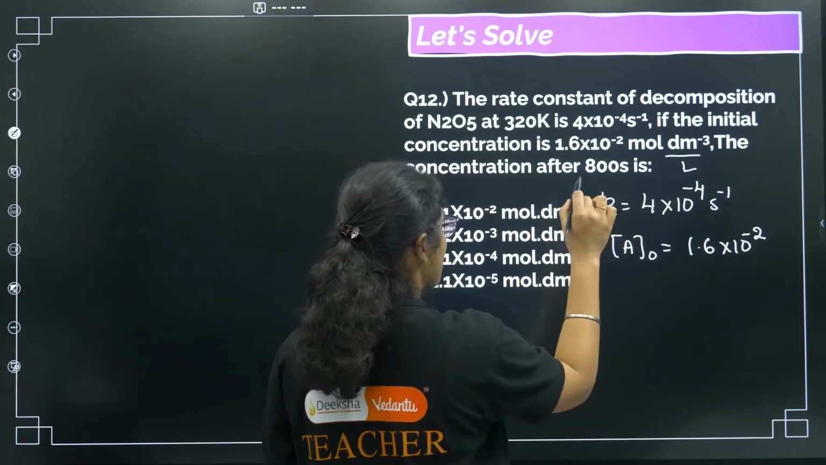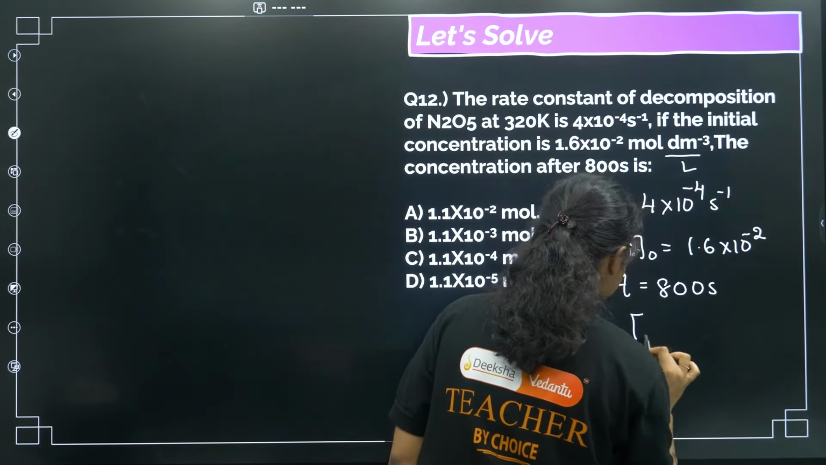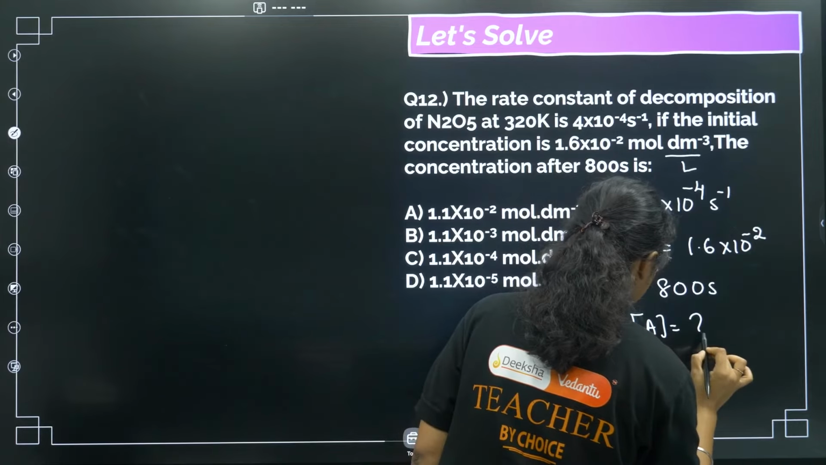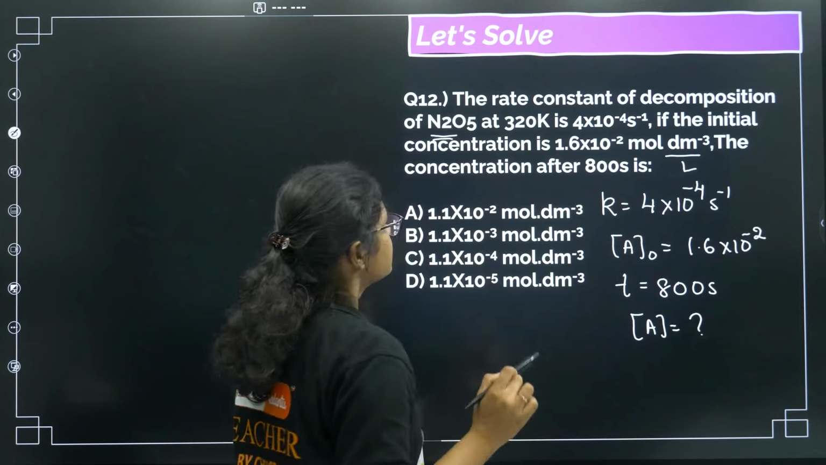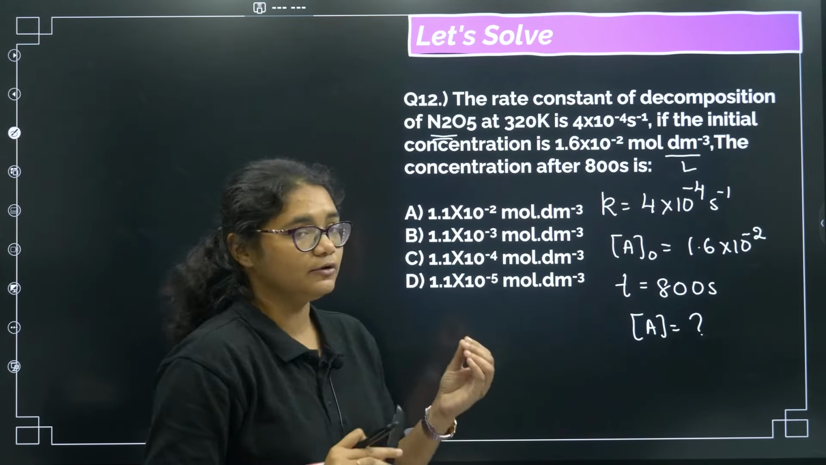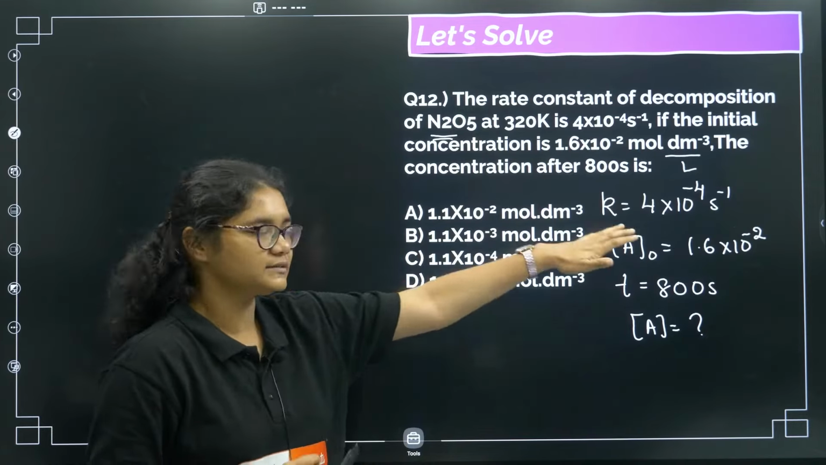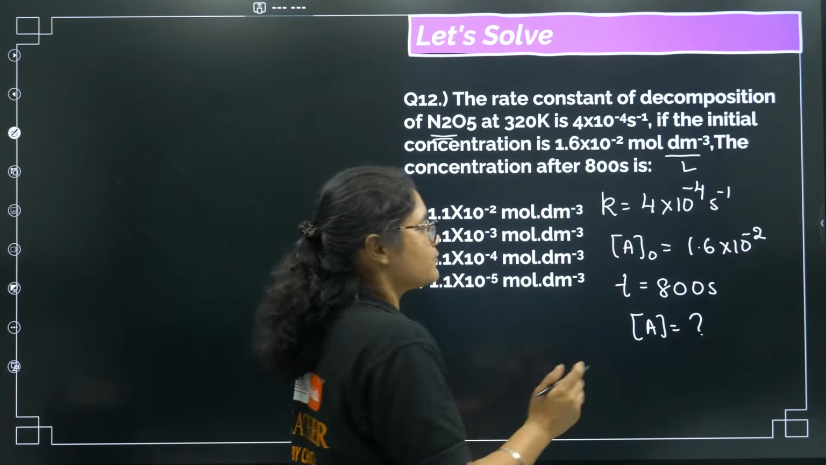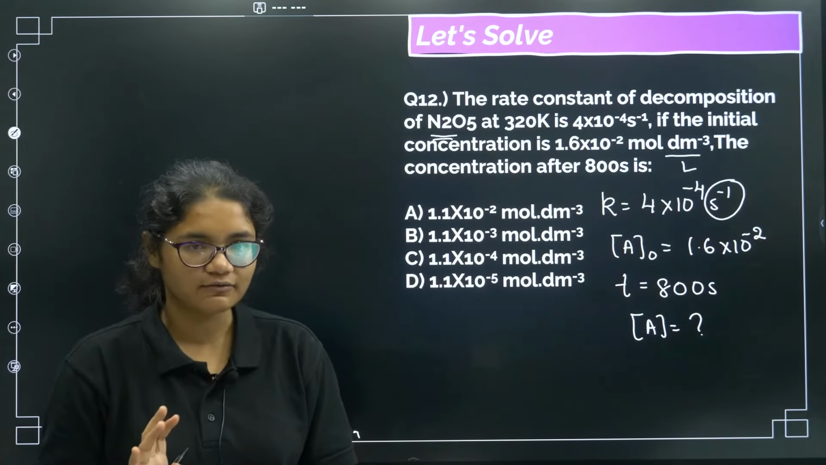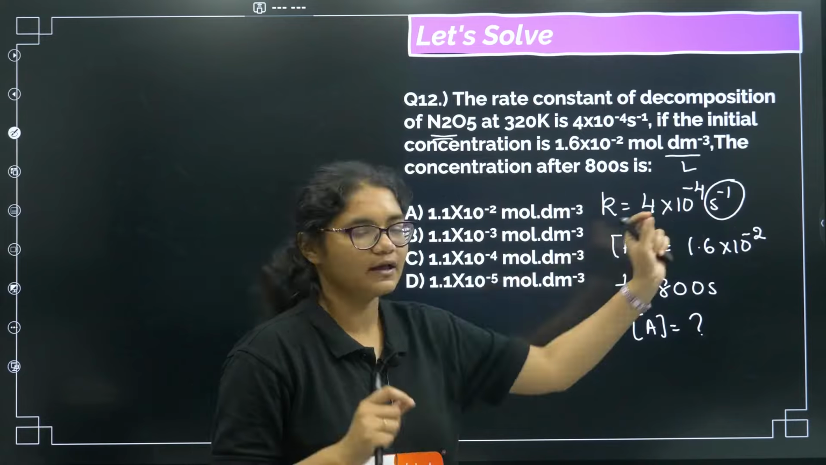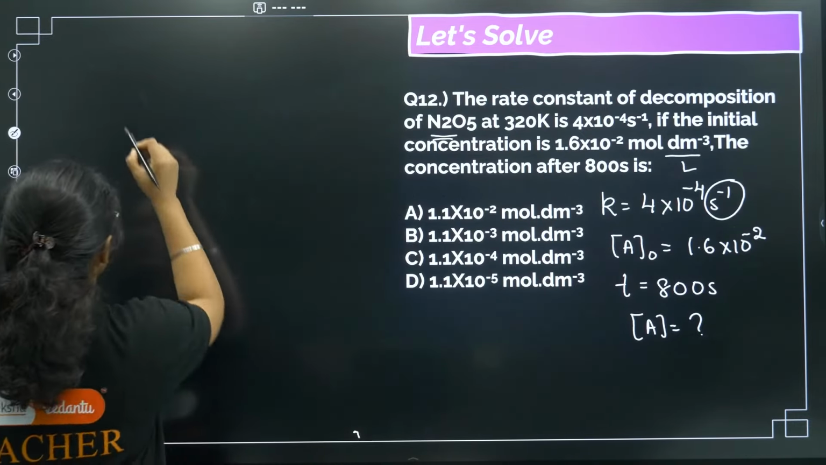The question asks for the concentration after 800 seconds, so the time given is 800 seconds. They are asking you the final concentration, and they have already told you that the decomposition of N2O5 is a first order reaction. Even if you do not know that, how can we know that it is a first order reaction? We can know this from the unit of k, right? For a first order reaction, the unit of k is second inverse. So if we have this unit, then we can tell that this is a first order reaction. Now let us substitute the formulas.